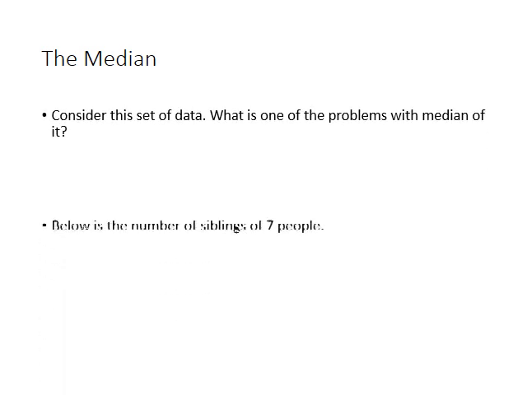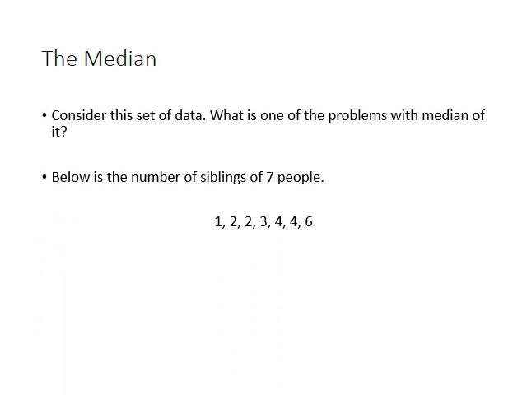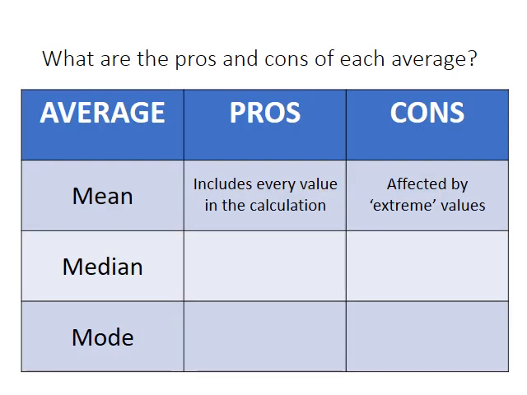So thinking about cons of the median, if we have a look at this set of data here for 7 siblings, what might be the problem with the median? Well, it's going to be the fact that we simply aren't using all of the numbers to calculate it. So we haven't included all of the data. Sometimes as well, you might have a case where you get an answer that doesn't really make sense. So we might have ended up with a median sibling of 7.5, but obviously you can't have half a sibling.